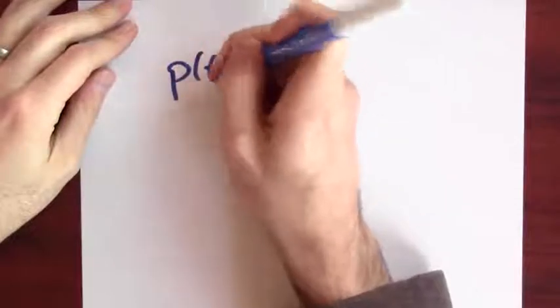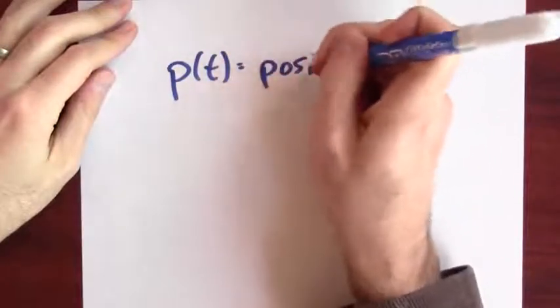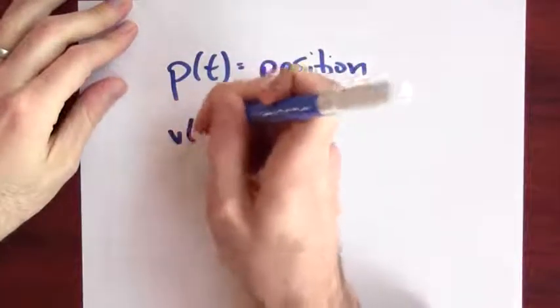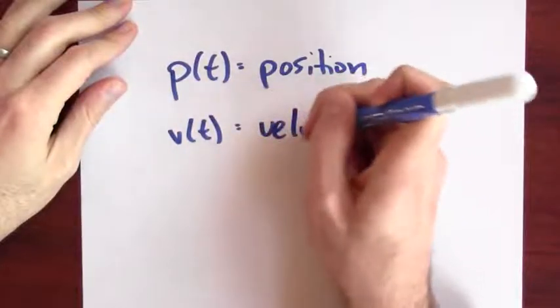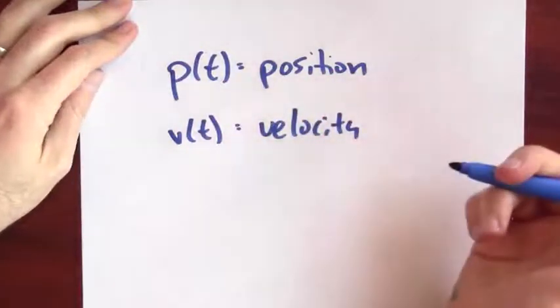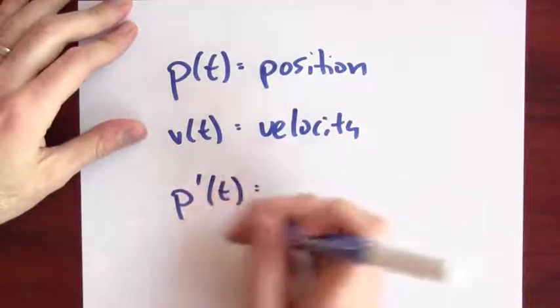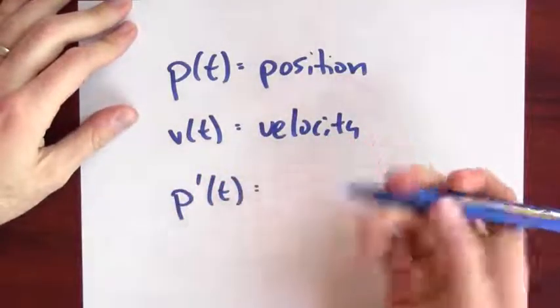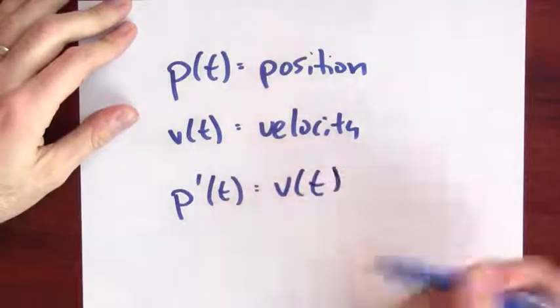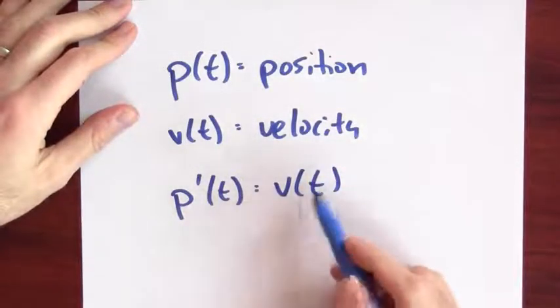Well, let's write that fact down. P of t is my position at time t. V of t is my velocity at time t. And the crucial thing here is that the derivative of my position, the rate of change of my position, is velocity. So the derivative of p is v.